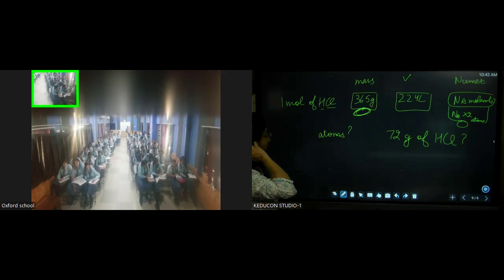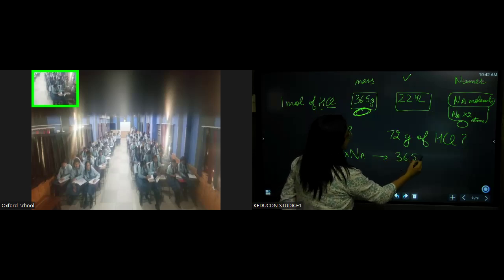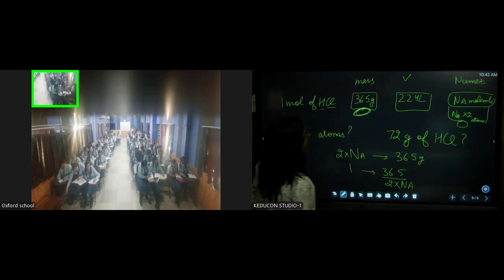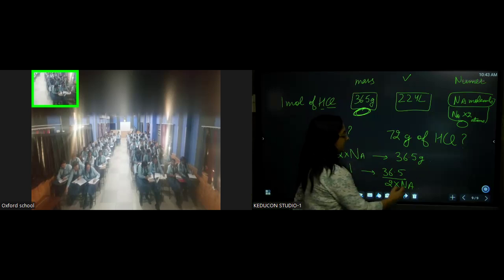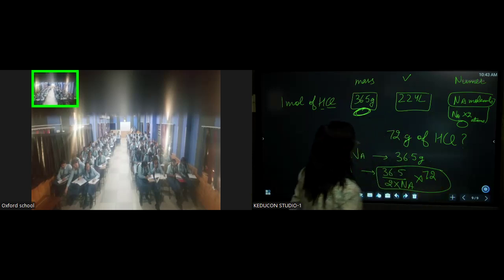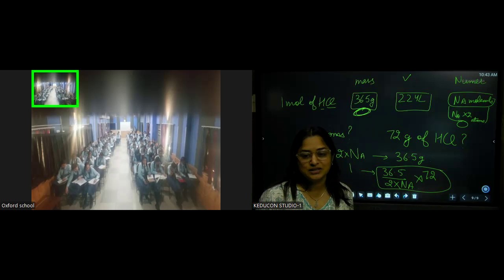सो वी हैव 2 into Avogadro number of atoms contains 36.5 grams. So one atom will have 36.5 upon 2 into Avogadro number of atoms. और आपसे कितना पूछा है, 72 ग्राम्स में कितना होगा, तो आप इसको 72 ग्राम से मल्टीप्लाई कर दो. राइट. आई डोंट थिंक यू आर गेटिंग इट.